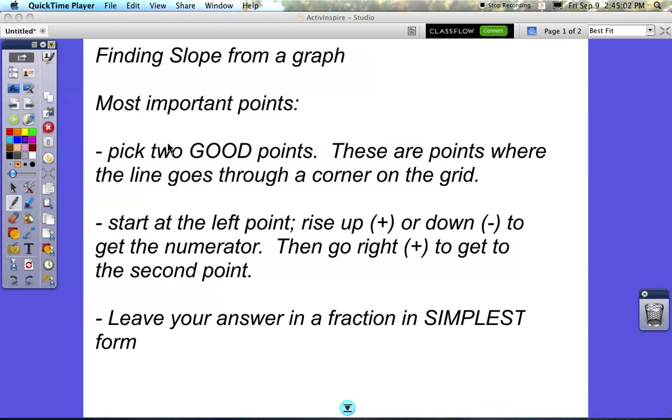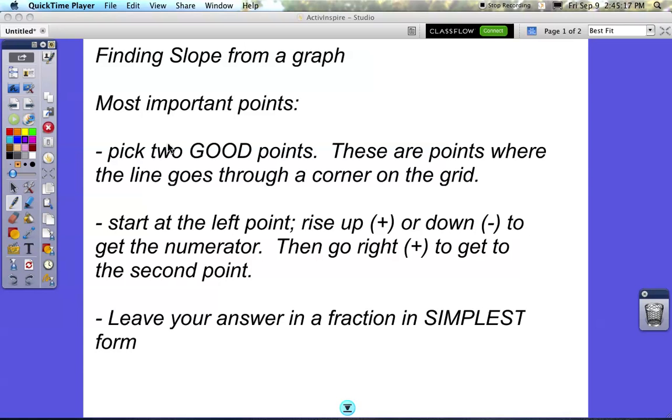This is your lesson. It's a review lesson on finding slope from a graph. This will be what you will be quizzed on Wednesday. So first of all, I'm going to go through some most important points.